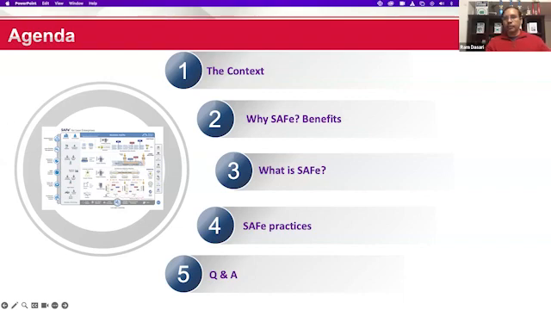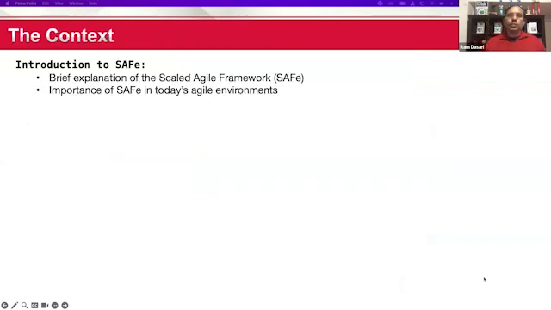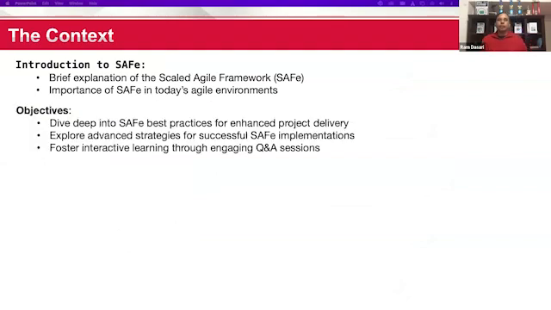So let's move on. What we'll do is I'll set the context for all of you. What we'll first do is try to understand what Scaled Agile Framework is all about. Why do we need to scale up? Why is it so important to scale up? Why can't the teams continue to do it at the team level agility? What are those gaps they might have in the process?